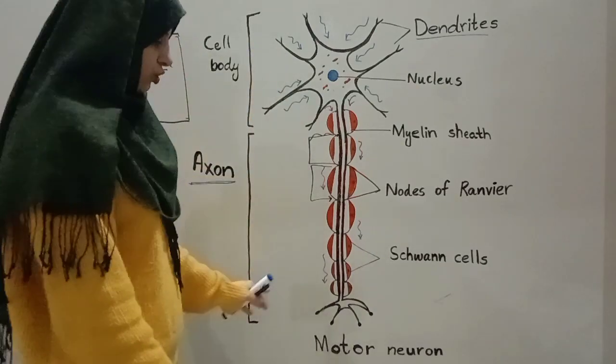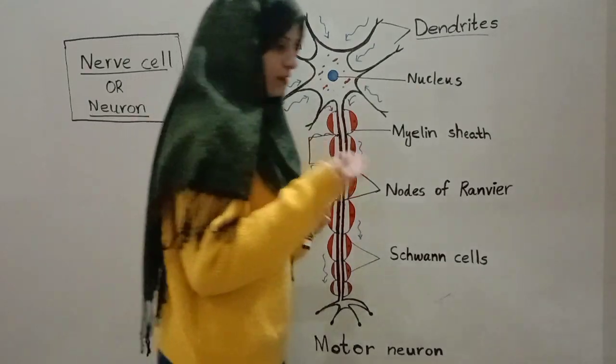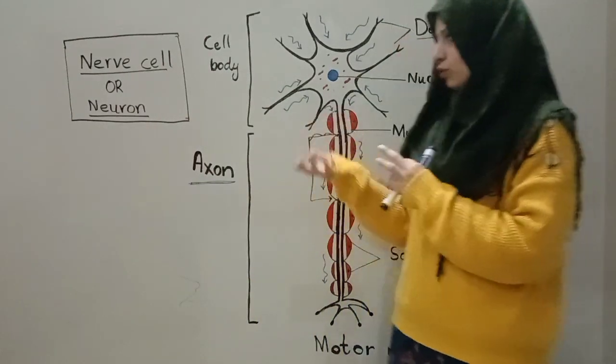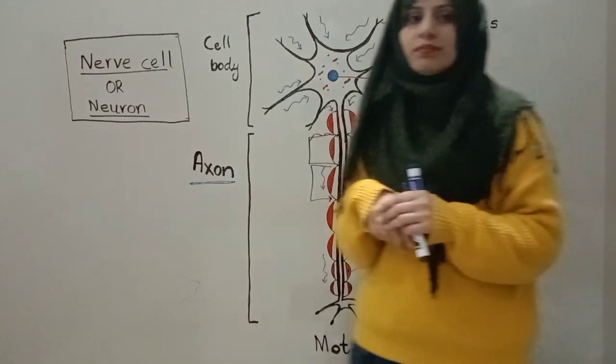It's all about the structure of the neuron, and basically there are three kinds of neurons. I will discuss those three types of neurons in my next lecture. That's it.